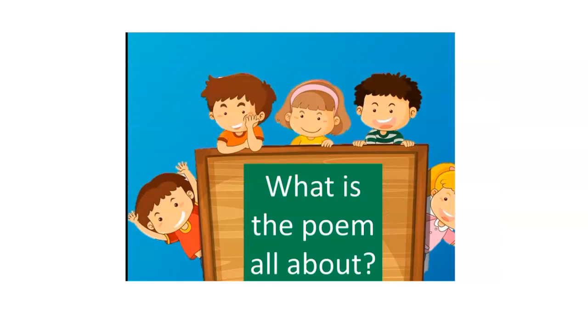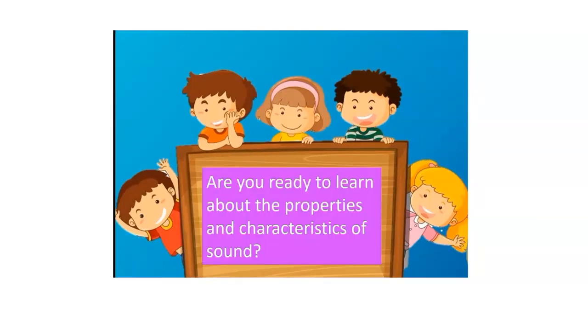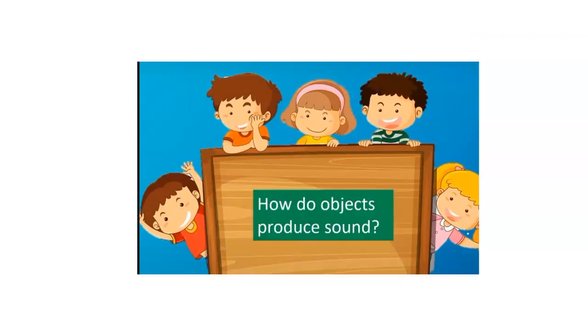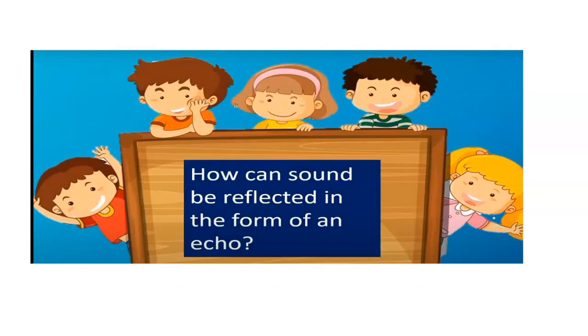What is the poem all about? Very good. The poem is all about sound. Are you ready to learn about the properties and characteristics of sound? Alright, very good. So, how do objects produce sound? Okay, very good. Next, how does the volume of sound decrease as the distance of the observer moves farther from the source of the sound? Okay, very good. How can sound be reflected in the form of an echo?